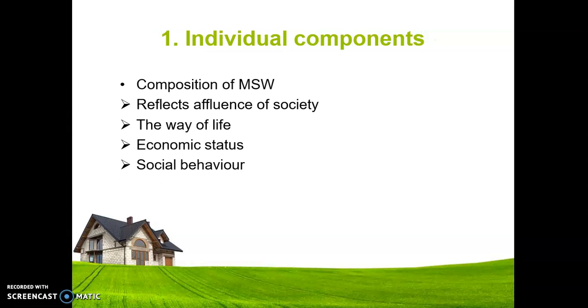So the composition of MSW reflects the influence of society, the way of life, economic status, and social behavior. If you compare our country to Japan, we know how good Japan is in managing their waste. That's how people use this kind of method in order to compare the economic status and the social behavior, right? So Malaysia is heading towards that, but we still have a lot of things that we need to do, especially in rural areas, right?